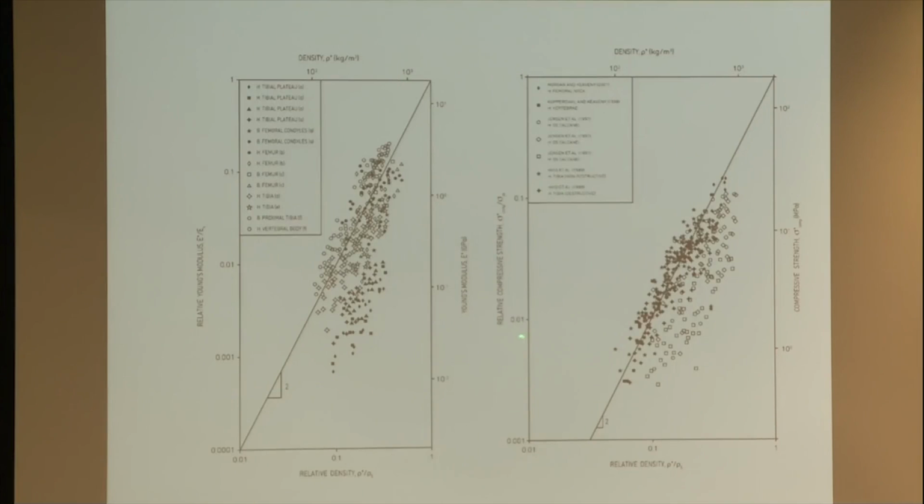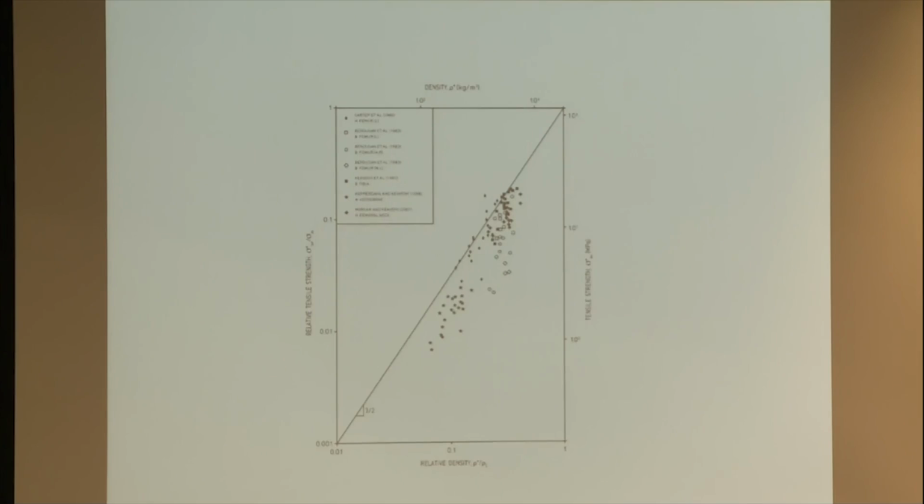And here's the compressive strength. This is the relative compressive strength. Here we've normalized it with the yield stress of the solid bone, and here's the relative density. And you can see again this line is of slope 2, so that speaks to the buckling type failure mode.